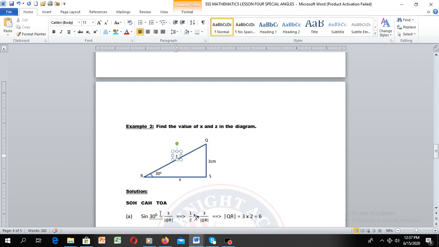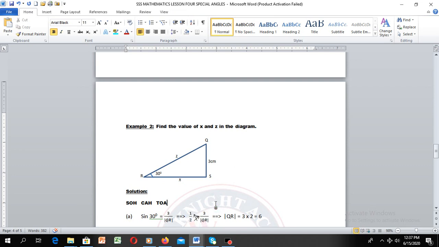So we're going to start with sine. Sine 30 degrees is opposite over hypotenuse. The only unknown here is the hypotenuse, which is z. So sine 30 degrees is equal to 3, which is the opposite, over the hypotenuse, which we label QR first. The value of sine 30 degrees is half, according to our derivation. So half is equal to 3 over QR.